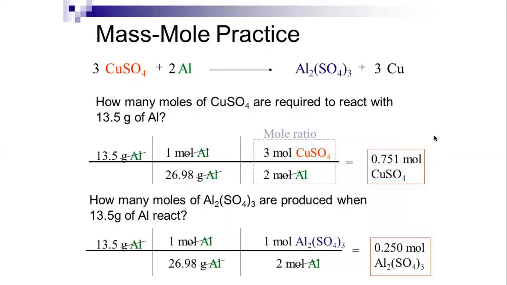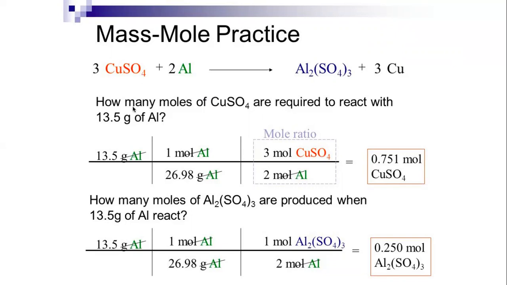So let's do some mass to mole practice. If we have 3 molecules of copper sulfate plus 2 molecules of aluminum, that's going to produce aluminum sulfate plus 3 moles of copper. First, I would like to say that this is a single replacement reaction that we discussed earlier.